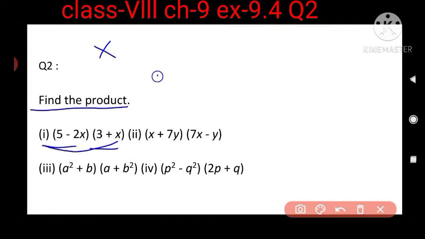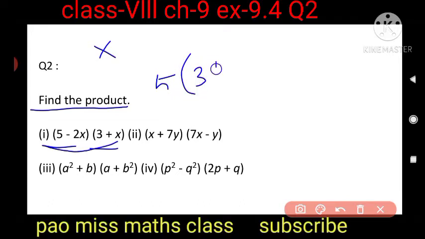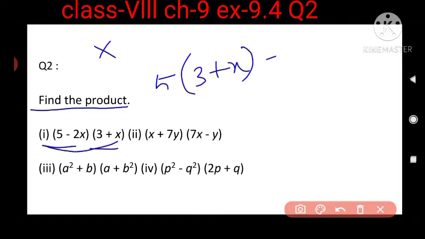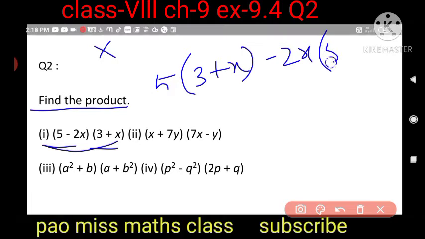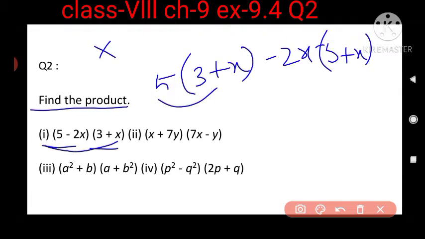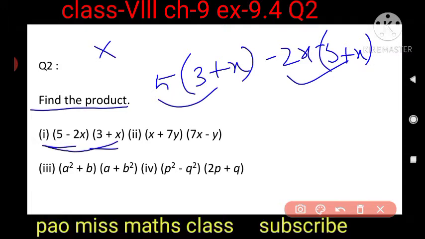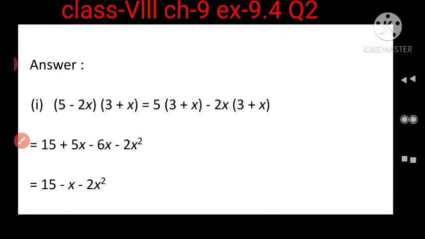So how will you multiply? From the first term you will multiply all of the second expression, and from the second term again you will multiply all of the next expression. In this way you will open this bracket. So let me show you the answer of this question.